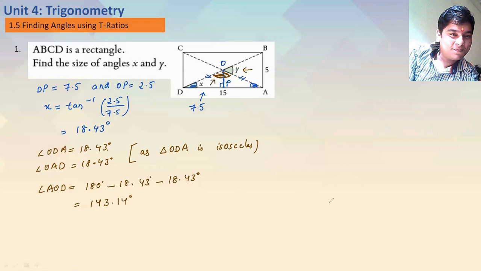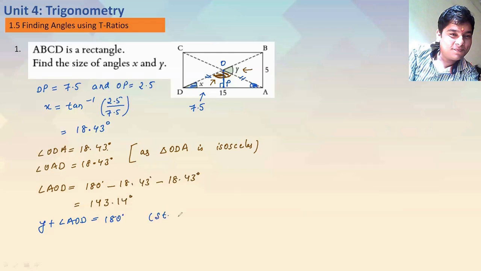Yes, they make a straight line, right? On a straight line, what is the angle? It's 180. There you go. So, let me change colors so that it looks neater and better. y plus angle AOD is 180 because they make a straight line.